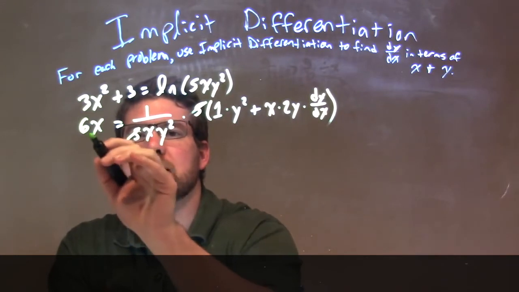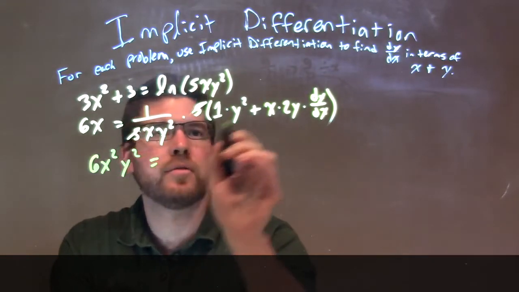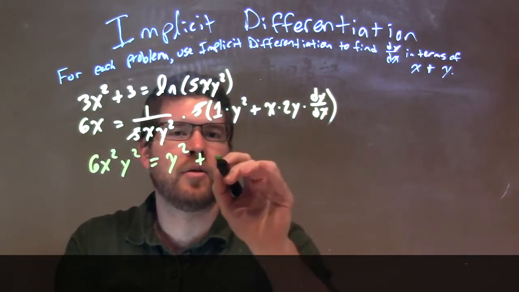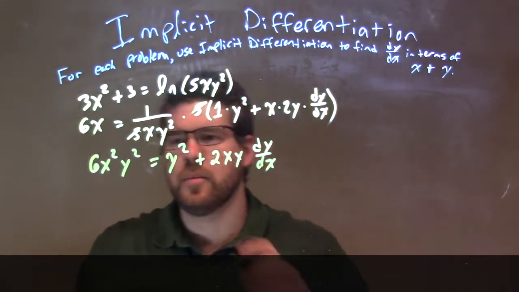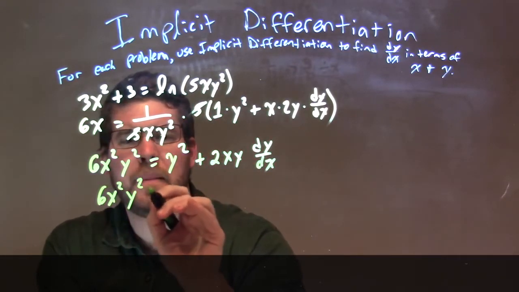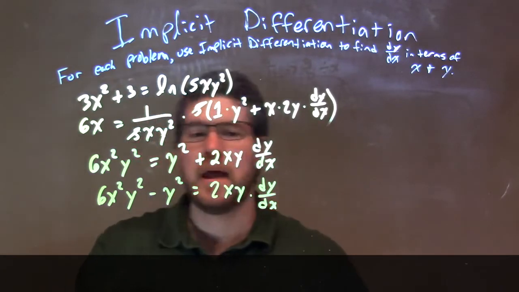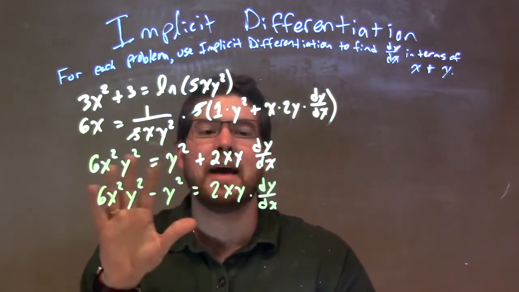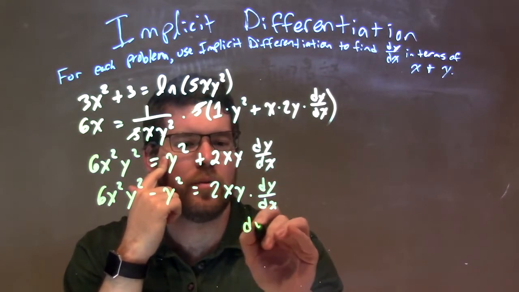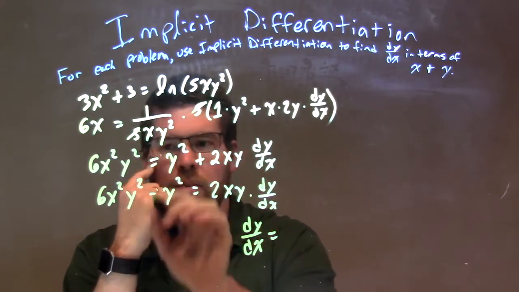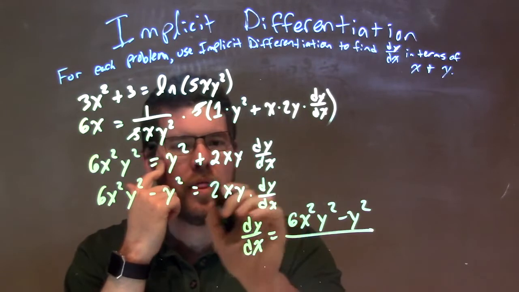So I have 6x times x is 6x squared and y squared equals all this, y squared plus, let's rearrange that to 2xy dy/dx. Now we subtract the y squared on both sides, so we have 6x squared y squared minus y squared equals 2xy dy/dx. Now all I have to do is divide both sides by 2xy, and then I'll have dy/dx by itself. So I'm going to do that, but I'm going to flip it, put dy/dx first. So dy/dx is equal to, this is my numerator, 6x squared y squared minus y squared over this here, 2xy.